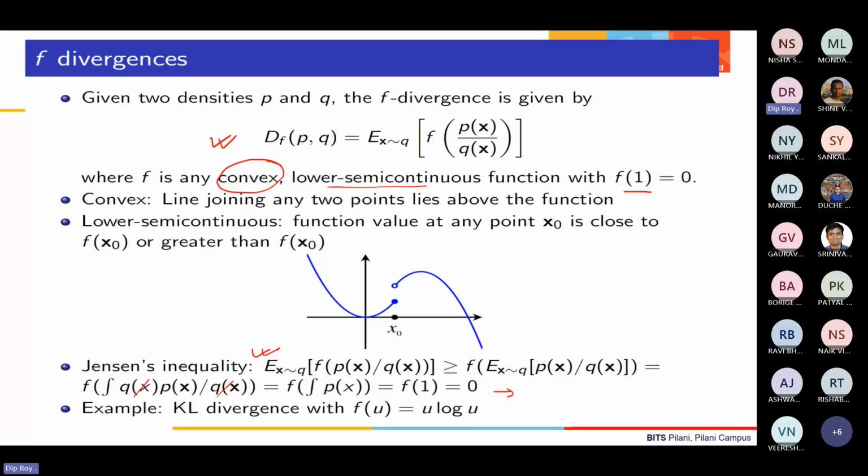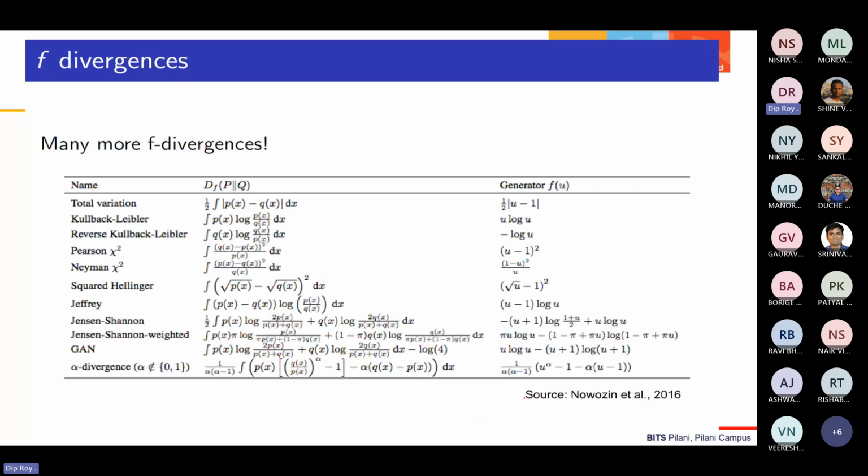And the form of this f-divergence, in case you want to replace it with KL, is u log u, right? How does it become like this? I'll tell you how it becomes, but here are all the divergences that are there, and these are the generator functions which are here. Okay, and this is our old friend KL divergence.